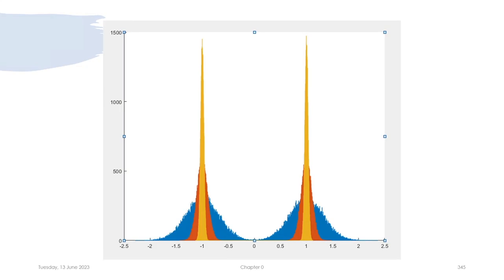So let's interpret this again. This corresponds to N0 equals 0.001, this corresponds to N0 equals 0.01, and this corresponds to 0.1, these numbers. So now the question is, what do these numbers mean, or what do we get from here?